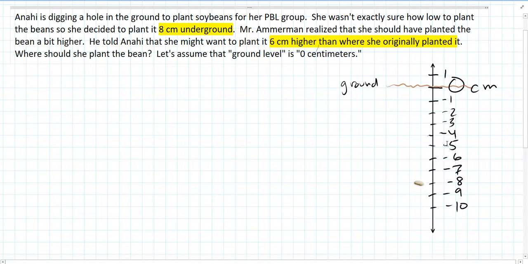Okay, so if we take a look at the diagram, I think initially a lot of us are going to say, okay, it's 8, we have to make it 6 higher, so we're going to say 8 plus 6, and we're going to get negative 14 because it's underground. But let's take a look at the diagram and make sense of it.